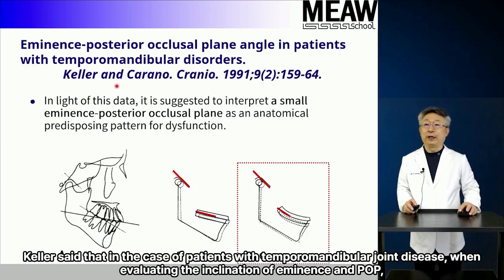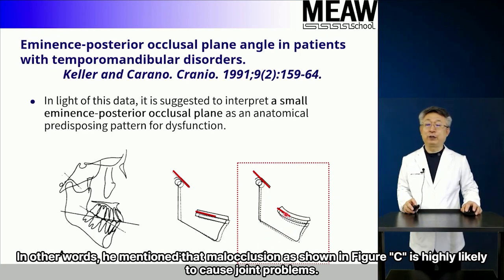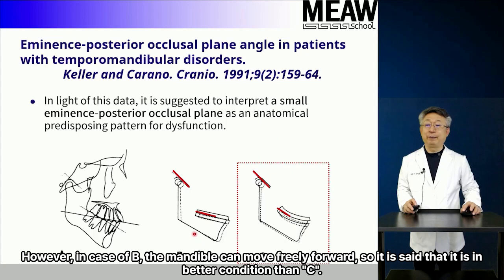Keller said that in the case of patients with temporomandibular joint disease, when evaluating the inclination of the eminence and POP, the small angle is more likely to cause TMD. In other words, he mentioned that malocclusion as shown in figure C is highly likely to cause joint problems. However, in the case of B, the mandible can move freely forward, so it is said that it is in better condition than C.